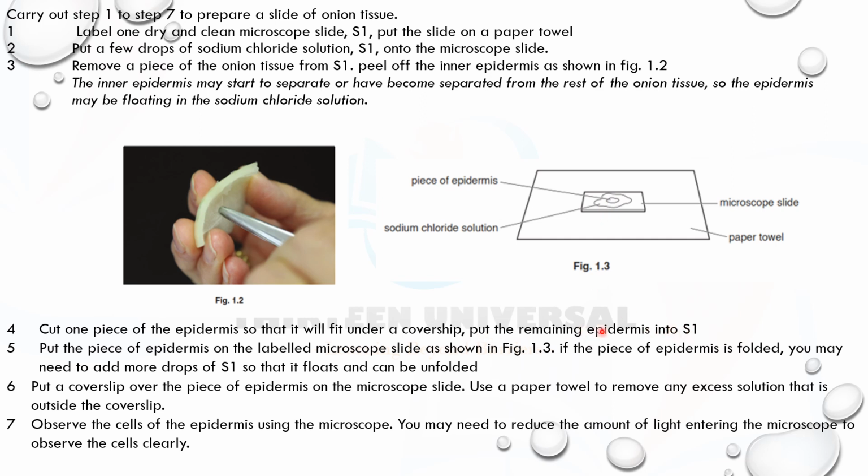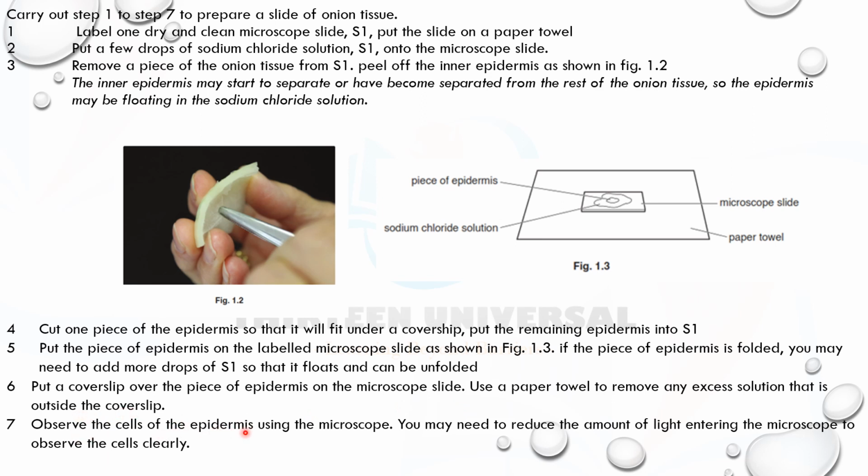Put the remaining epidermis into S1 where you brought it out. Five, put the piece of epidermis on the microscope slide as shown in Fig 1.3. If the piece of epidermis is folded, you may need to add more drops of S1 so that it floats and can be unfolded. Now put a cover slip over the piece of epidermis. When you are putting it, make sure you put it at an angle, and then push the cover slip to dispel trapped air. You don't want trapped air, they form artifacts. Use a paper towel to remove excess solution that is outside the cover slip.